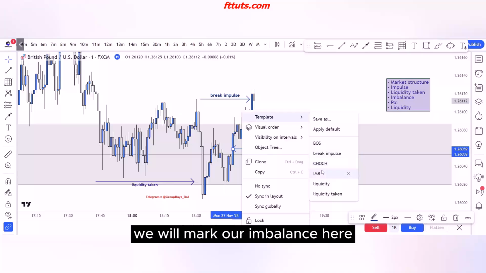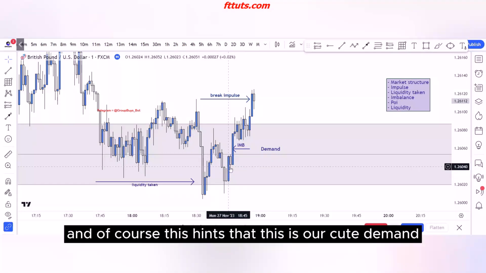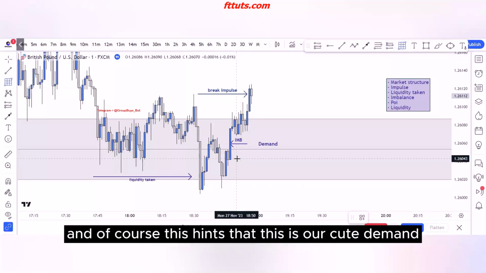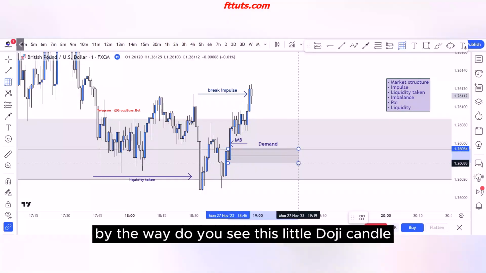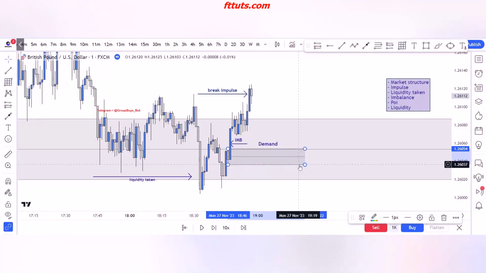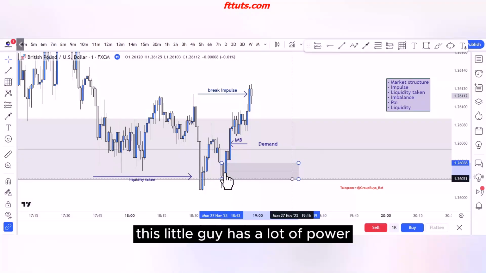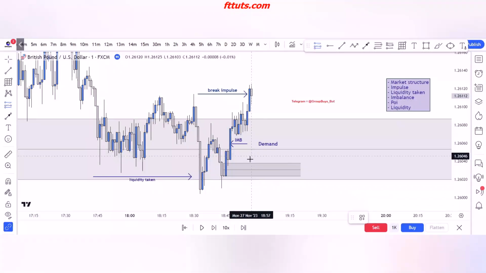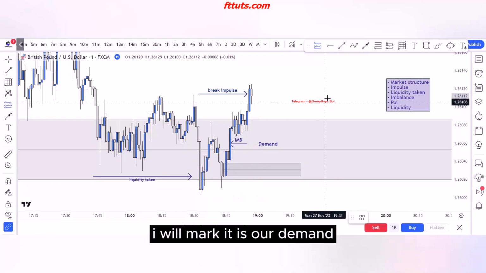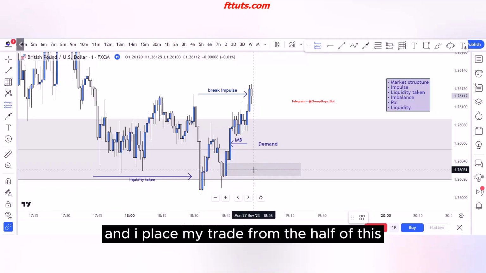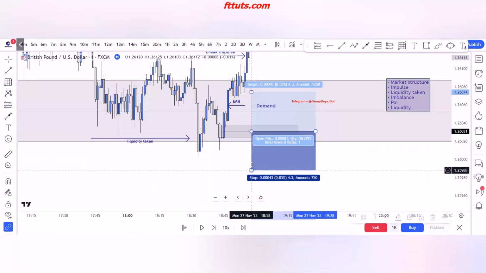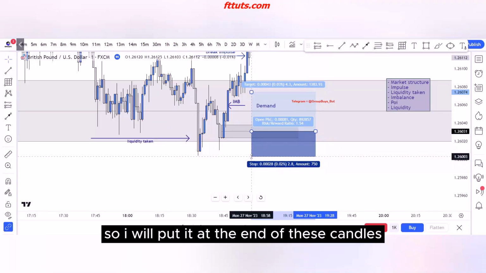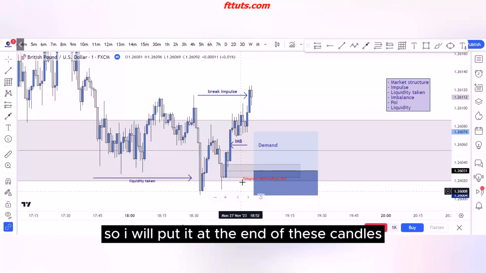We will mark our imbalance here, and of course this hints to us that this is our demand. I will mark it. By the way, do you see this little dodgy candle? Don't let it fool you. This little guy has a lot of power. I will mark it as our demand, and I place my trade from the half of this, and my stop loss is very small, so I will put it at the end of these candles.